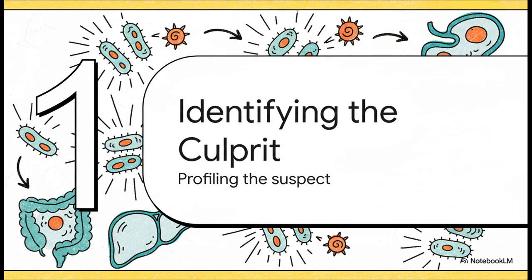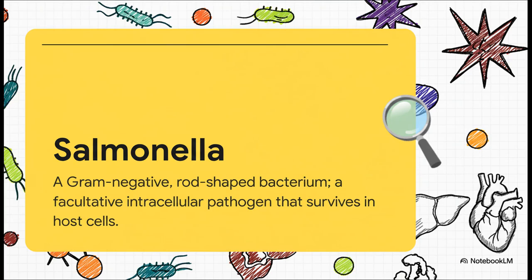Okay, so we've seen what happened. Now let's figure out who's responsible. We are about to build a profile of our prime suspect. And here it is. Meet our culprit, Salmonella. It's a gram-negative, rod-shaped bacterium. But that last part of its profile, that's the really important bit. The part that makes it so dangerous is that it's a facultative intracellular pathogen. Now that's a mouthful, but trust me, it is the absolute key to understanding its whole method of operation.